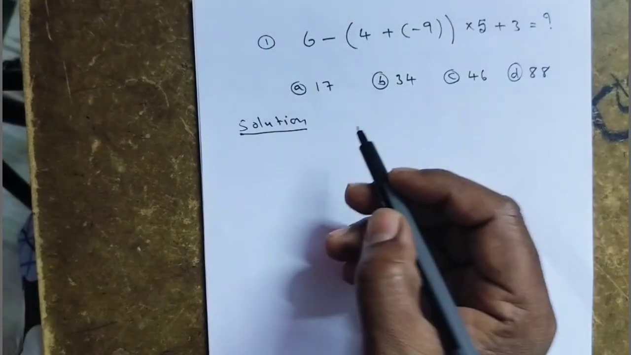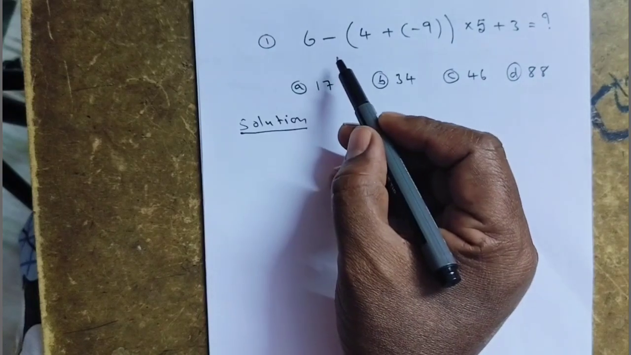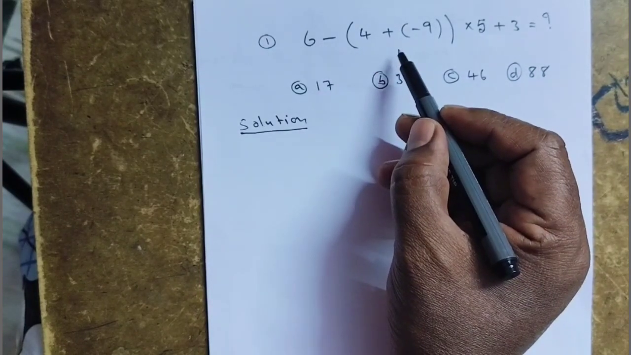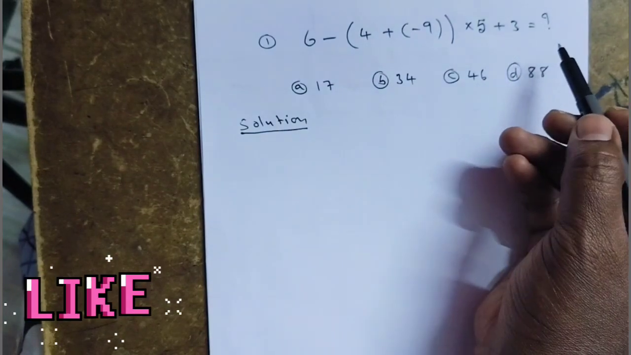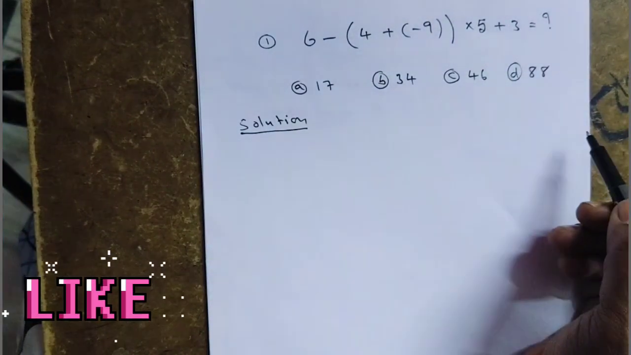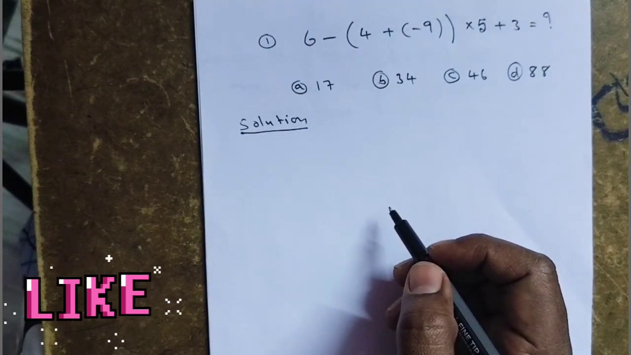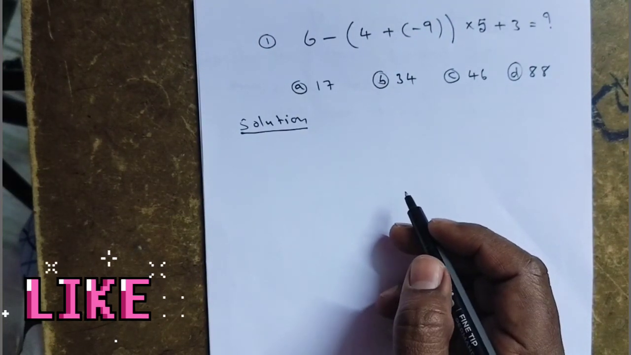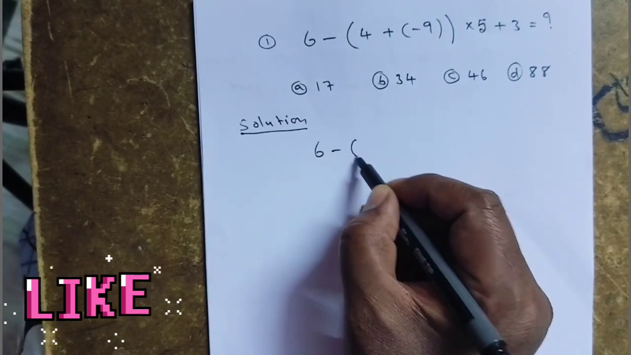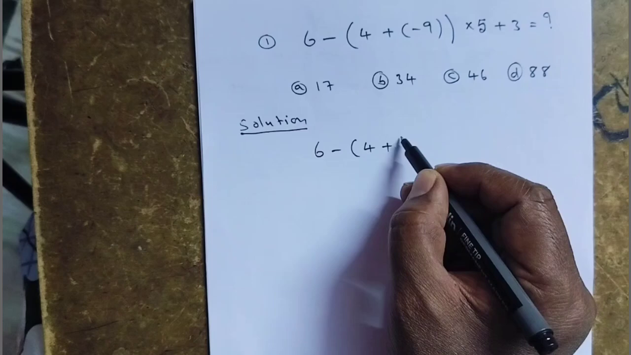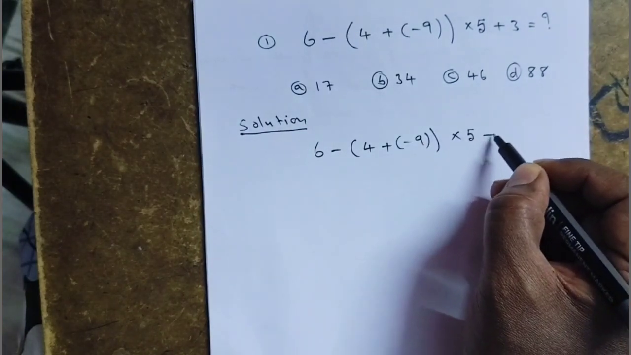Hello students, today we are going to discuss the problem: 6 minus bracket of 4 plus minus 9 bracket into 5 plus 3 is equal to how much? 4 options are given, so how to solve? Mostly 95% of the students fail to answer this type of questions. So come now, 6 minus 4 plus minus 9 bracket into 5 plus 3.